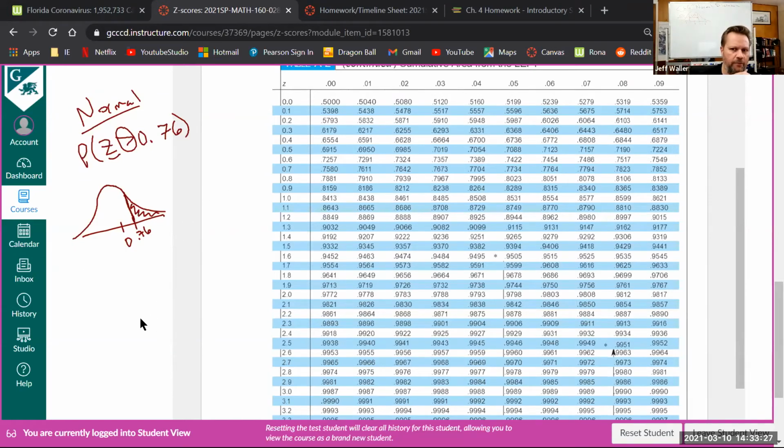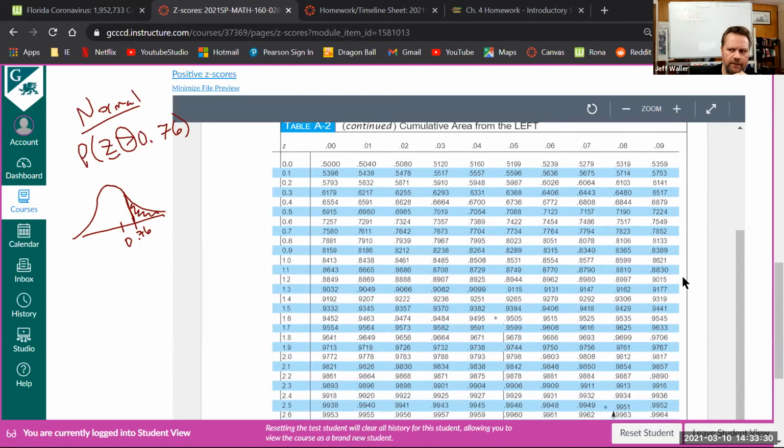What do you get when you look up 0.76? What area do you get when you look up 0.76? 0.7764. That's neato, right? So how did you get that? You got 0.7, so we're right here. And then you go all the way over here to 0.06, 0.76. Does everybody see how to read this table?